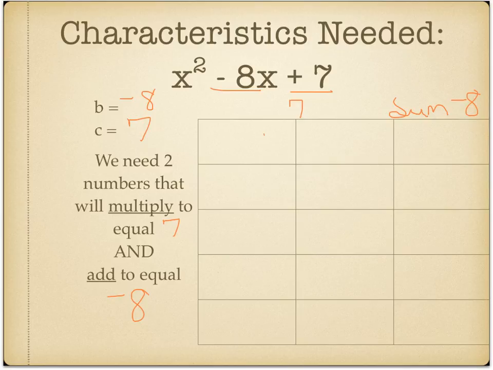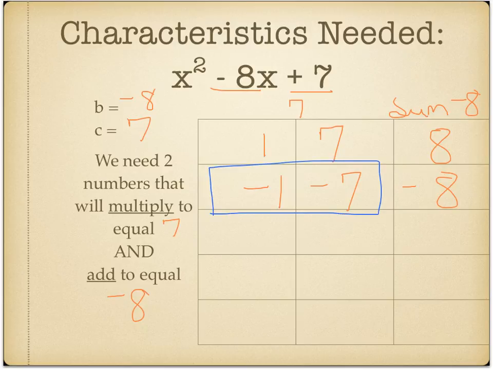We need 1 and 7. Those are factors of 7. Are they going to add to be 8? Positive 1 times positive 7 will give me a positive 7. But if I add them together, I get positive 8. Negative 1 times negative 7 will multiply to give me positive 7, and they will add to give me negative 8. So that means the factors I need to use are negative 1 and negative 7.